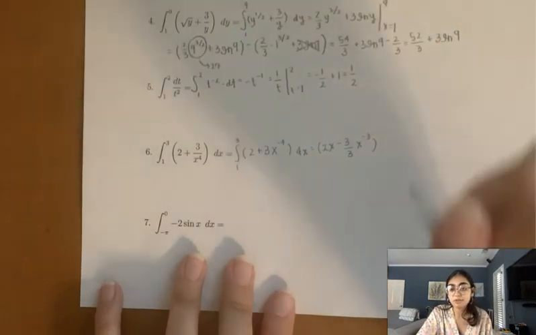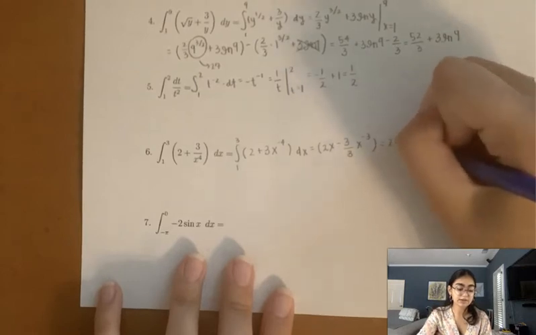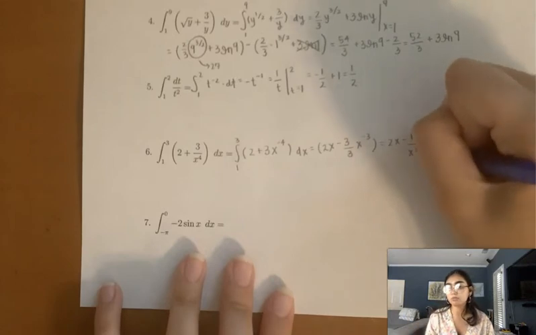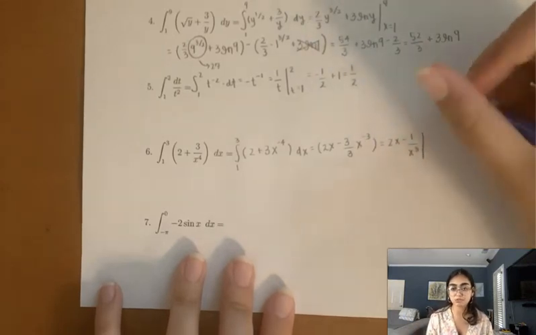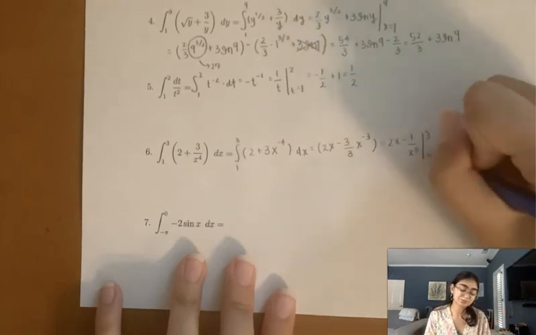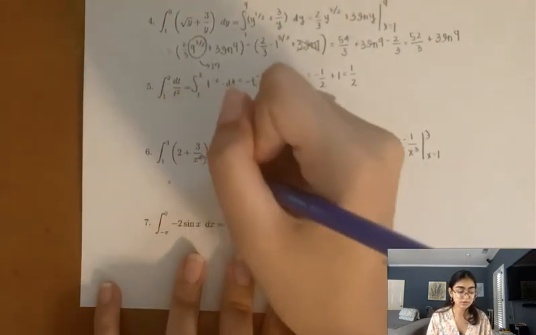And 3 divided by 3 is 1. So we can simplify that to give us 2x minus 1 over x cubed. And as you can see, I just got rid of that negative power since we finished with the power rule and moved that back down to the denominator of the fraction. Now we can plug in. So we have 3 and 1 to plug in.